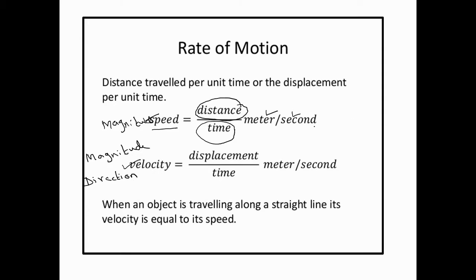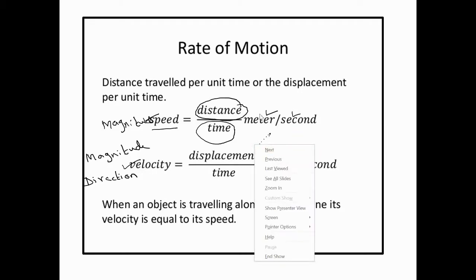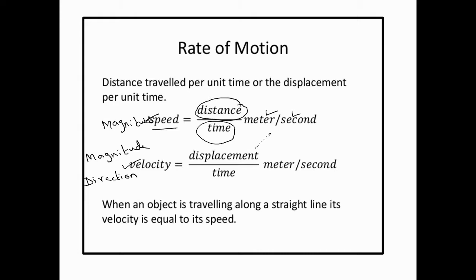The speed formula is distance over time, but what is the formula for velocity? It's displacement over time. What is the formula for displacement? x2 minus x1 over t2 minus t1. But the unit remains the same in both cases, because distance is measured in meters, displacement is also measured in meters, and the unit for time is second.